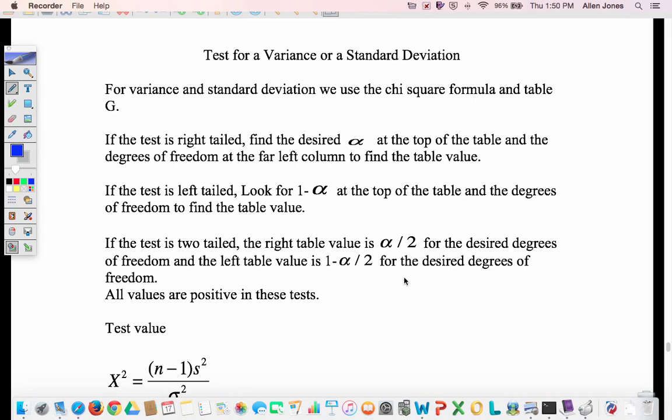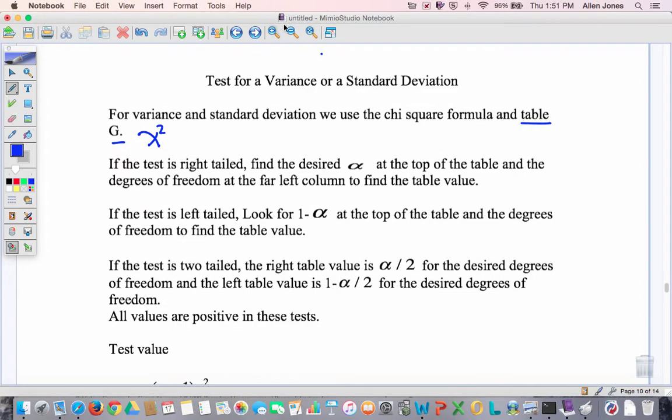We're going to look at the hypothesis testing process for variance and standard deviation in this section. If you recall from Chapter 7, we used Table G, the chi-square table, to find a critical value for variance and standard deviation. So we are using a different table.